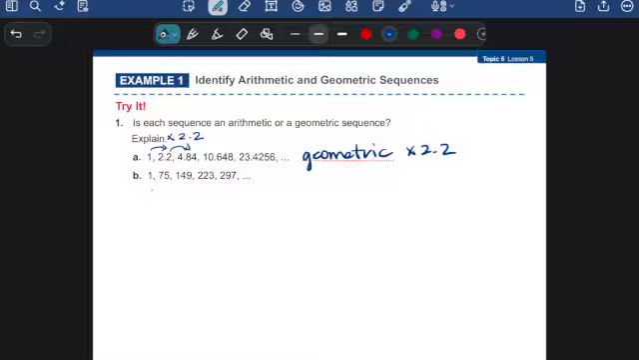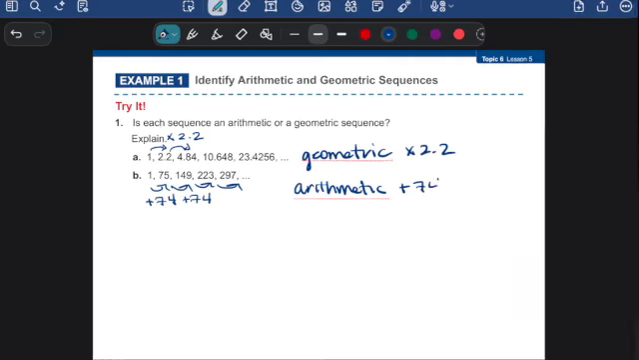Part B, well, are we multiplying by 75 each time? Doesn't look like it. We are adding 74. You'll want to check. If you add 74 to each previous term, do you get the next term? Yes, in fact, we do. So this is arithmetic because our common difference is 74.